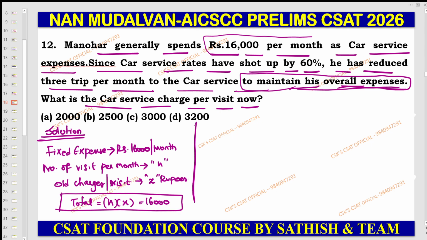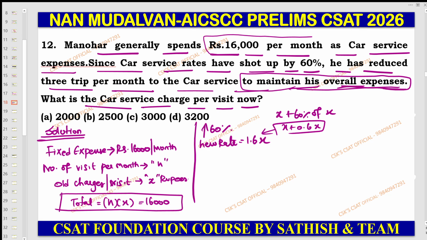Previous case. Now what is happening here? When the rate increases by 60%, what is the new rate? The new rate is nothing but 1.6x. Previously 100 rupees, so with 60% it becomes 160 rupees. Guys getting? So this is the logic. Or else you can do it like this: x plus 60% of x, so x plus 0.6 of x, that is nothing but 1.6x. So now the new rate becomes 1.6x.